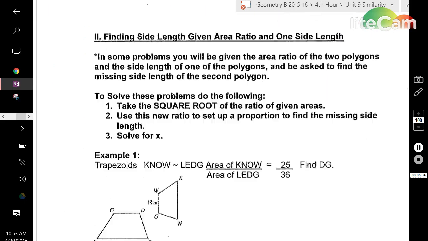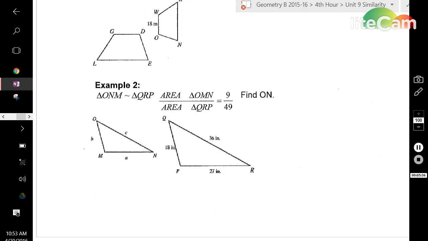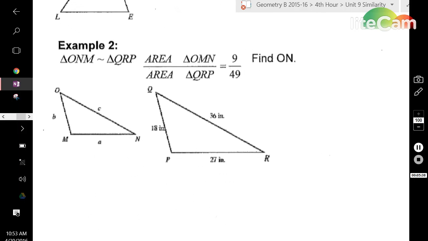Now let's say they don't give us a side length ratio, but rather they give us an area ratio. So in this example here, they tell you ONM triangle is similar to QRP triangle, and the area of OMN is 9, and the area of QRP is 49. So they give you an area ratio. They want you to find ON. ON is here. So you may be asking yourself, well, what corresponds to ON? Well, it's clearly QR.